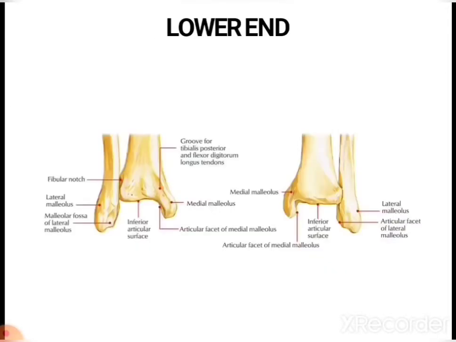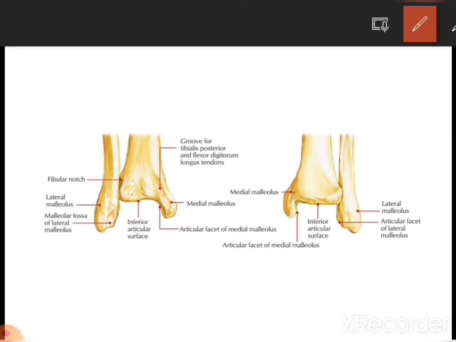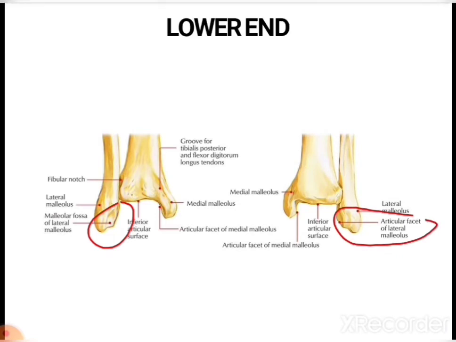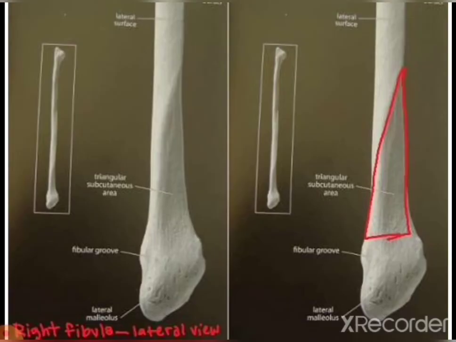So this is the lower end of the fibula. In this we can see the malleolar fossa. This is the malleolar fossa located below and behind the triangular facet on the medial surface, and this is the triangular facet on the medial surface of the lower end of the fibula for articulation with the talus. So here we can see the triangular subcutaneous area, the lateral malleolus.